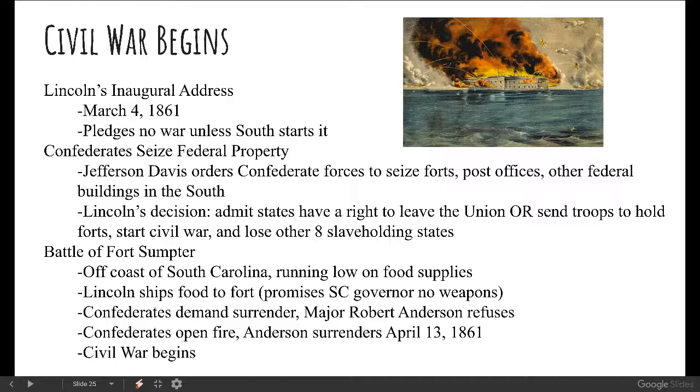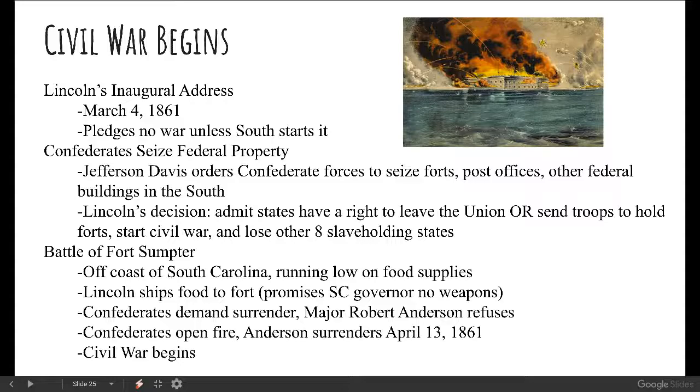So this is all going to come to a head at the Battle of Fort Sumter. And this is going to be the kickoff to the beginning of the Civil War. Fort Sumter was off the coast of South Carolina, and it was running low on food and supplies. And so, of course, the Confederates are trying to seize different forts. So Lincoln ships food to the fort and promises the South Carolina governor that there's no weapons being shipped there. It's just food for the soldiers. But the Confederates, of course, demand that the fort be surrendered to them.